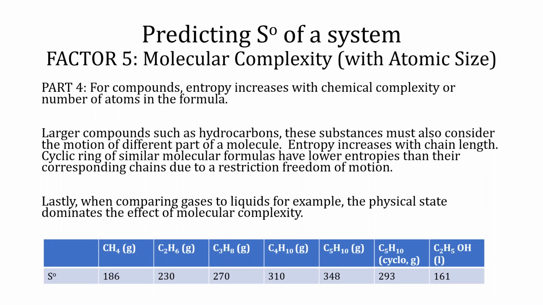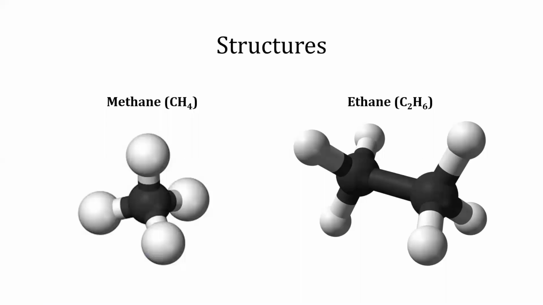Lastly, when comparing gases to liquids, for example, the physical state dominates the effect of molecular complexity. In this pair of structures, we have methane on the left and ethane on the right in the ball and stick model. Ethane here has more atoms in its structure and is longer in carbon chain length. Entropy increases with chain length.